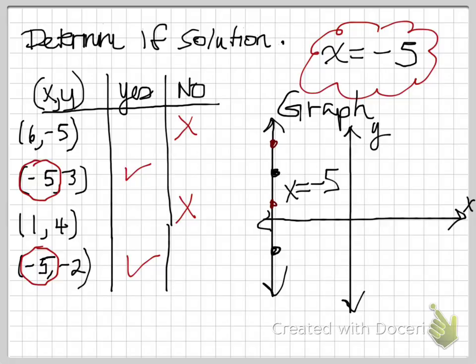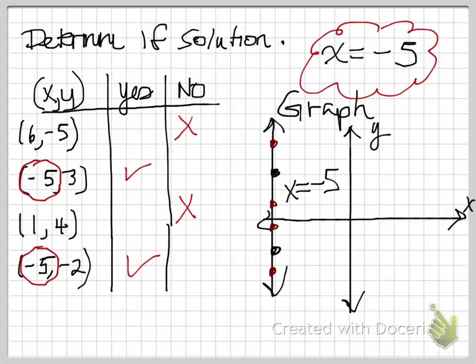Well, yeah, x would be negative 5 right there, and x is negative 5 right here. All of these points, every point that falls on this line, the x would be negative 5, no matter where you go. So that's a picture of x equals negative 5.